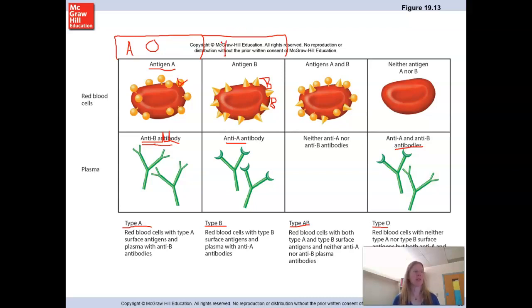Okay, so definitely B. They're not going to attack that. And O, good. Really, you can give them anything except something that has an A. So that cancels out type A and also AB.